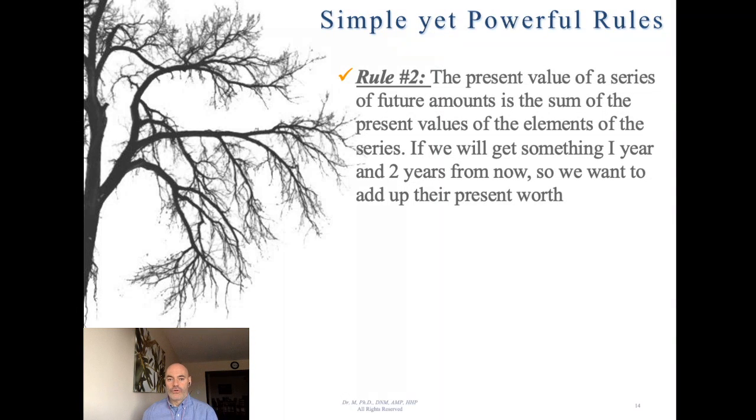Let's go to rule number 2. Rule number 2 basically states that the present value of a series of future amounts is the summation of the present values of those elements in the series. It will give you the following. If we will get something 1 year from now and 2 years from now, we want to add up each independent argument in terms of their present worth.